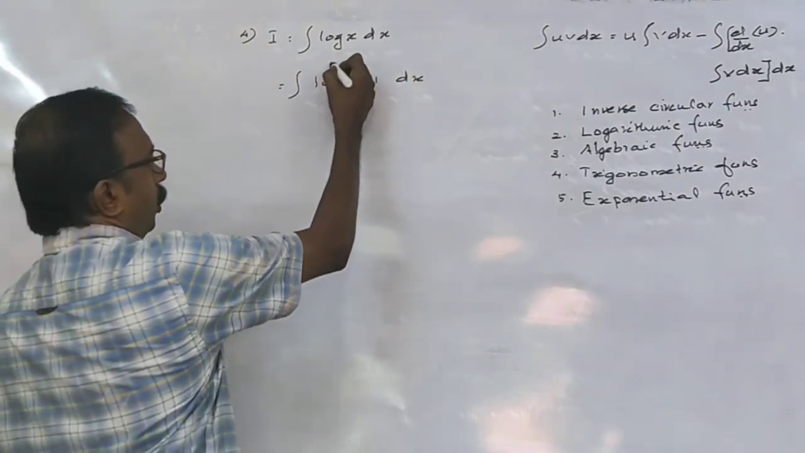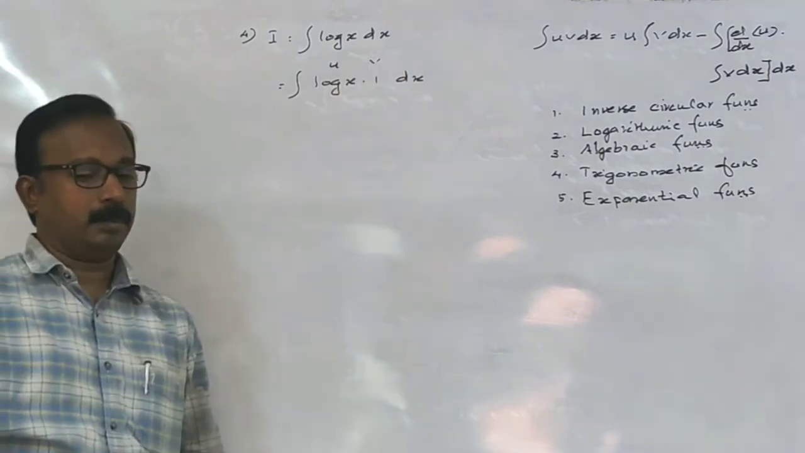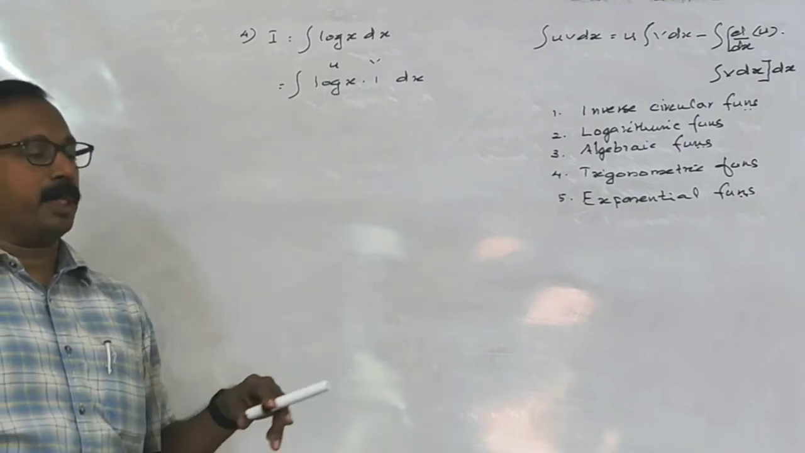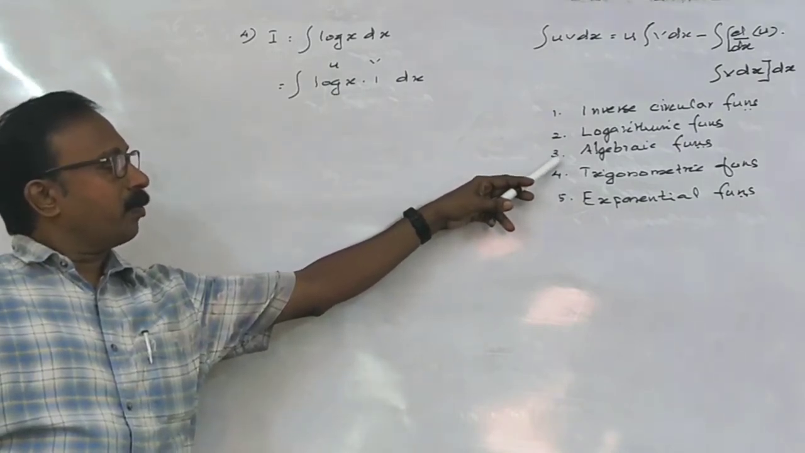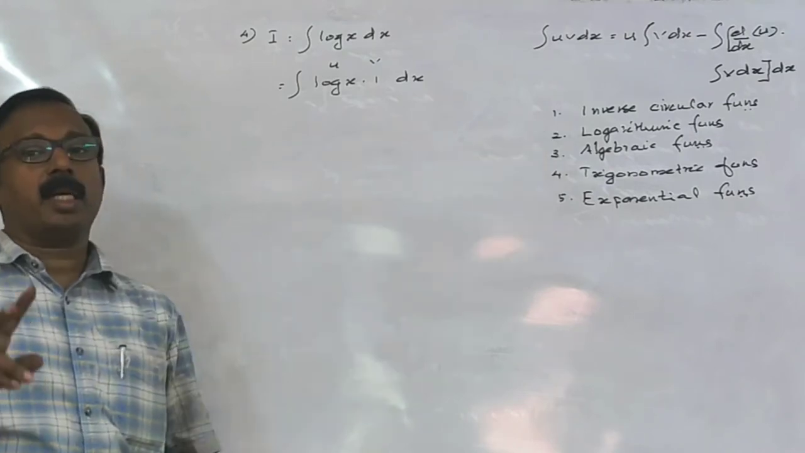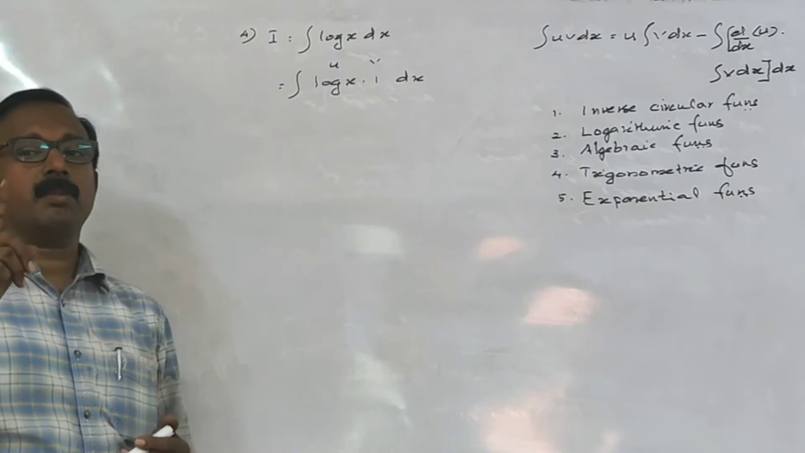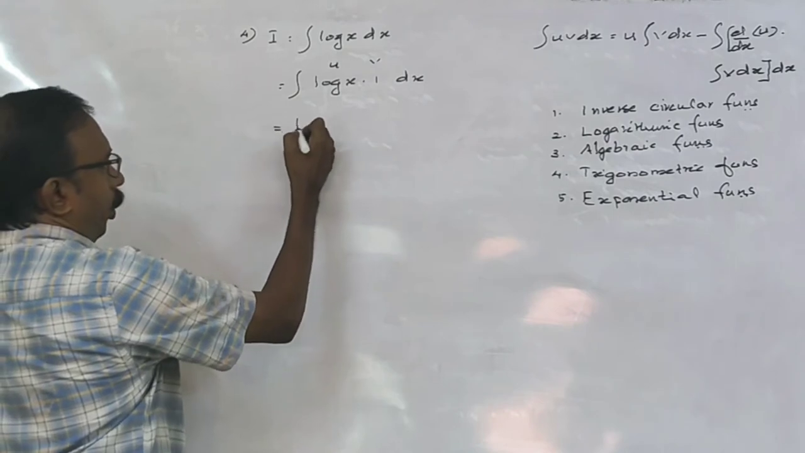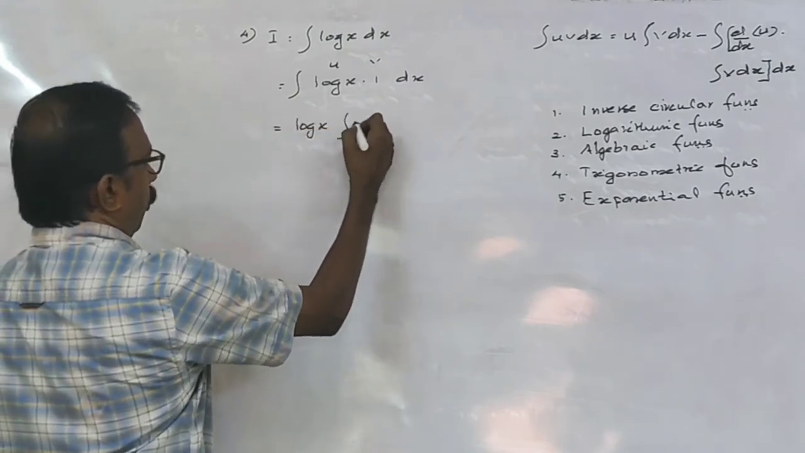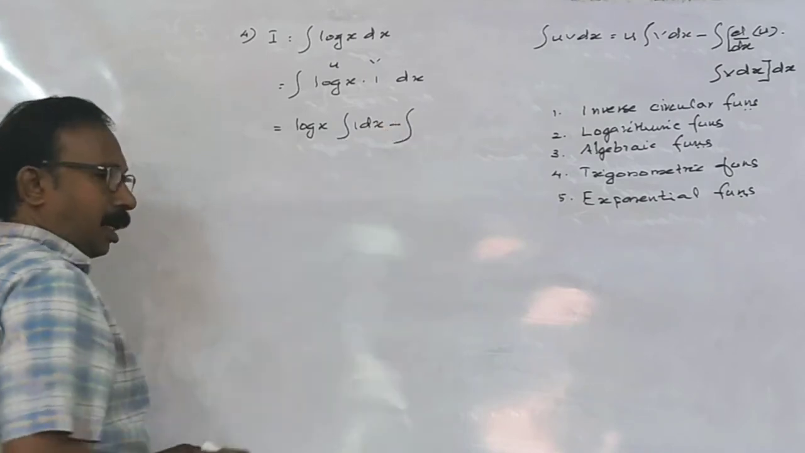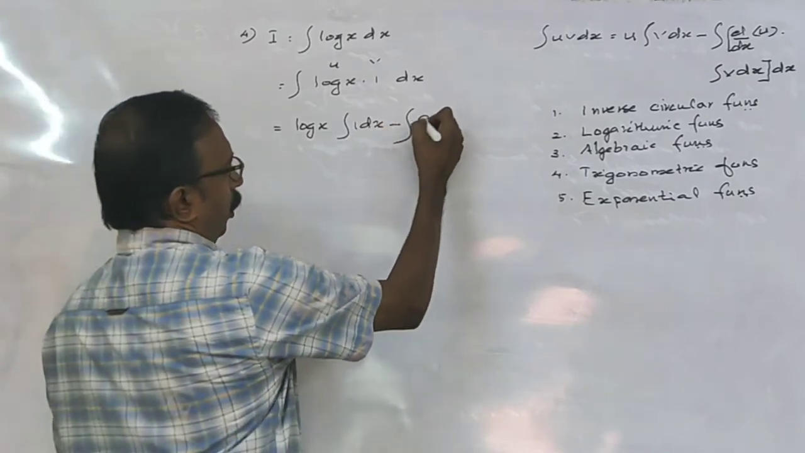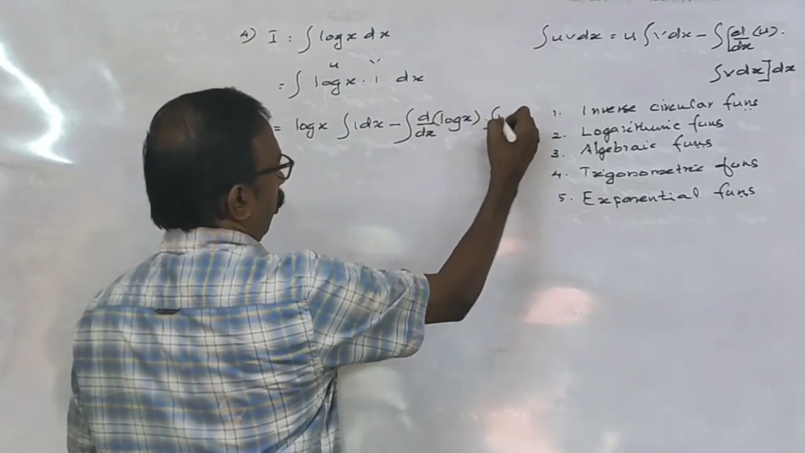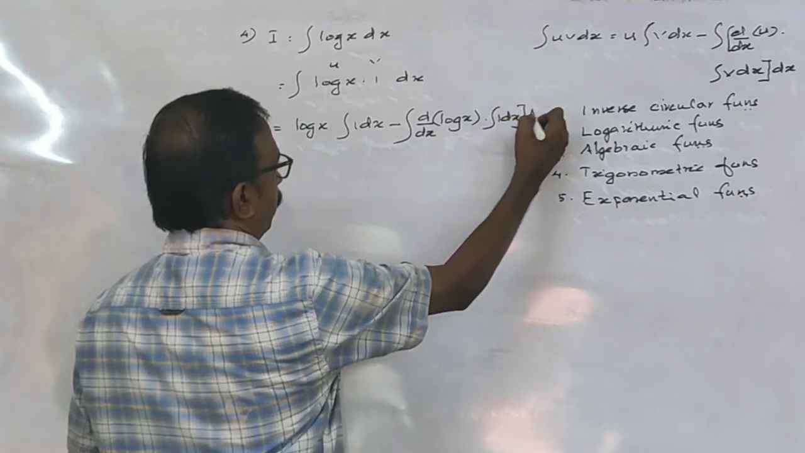Now it is in the form uv. Here 1 is the algebraic function and log x is the logarithmic function. The algebraic function has third priority and the logarithmic function has second priority, so the logarithmic function becomes the first function. Therefore, log x into integral of 1 dx minus integral of derivative of log x, d by dx of log x, into integral of 1 dx into dx.